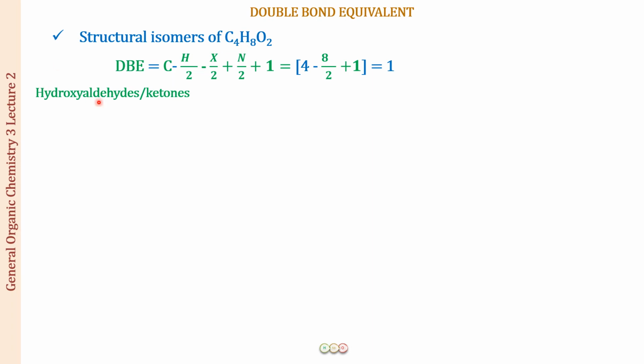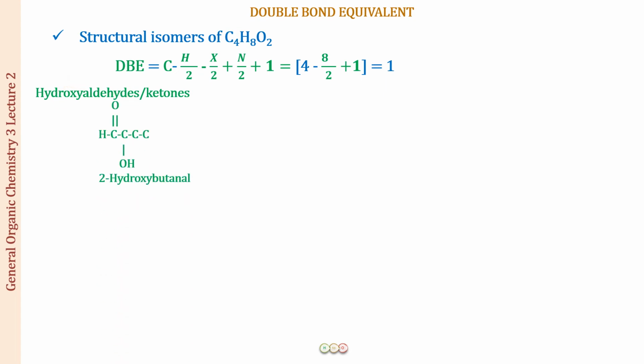If I draw an aldehyde or a ketone, the DBE value is fine, but the oxygen is going to reduce. So my next thought is that for making up my one oxygen, I can put an OH group in my structure, right? So the compound will become a hydroxyaldehyde or a hydroxyketone.